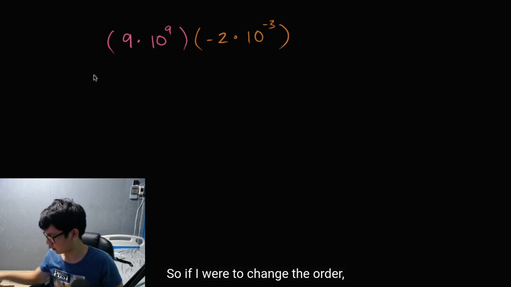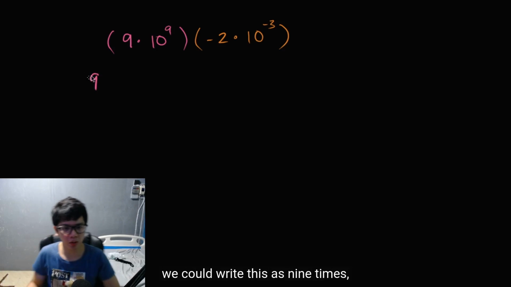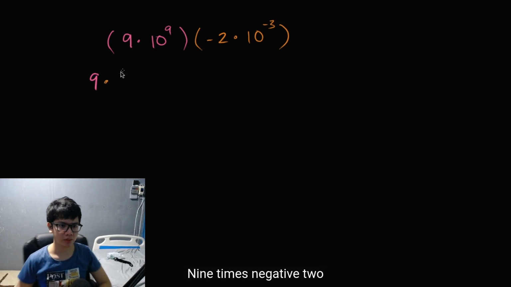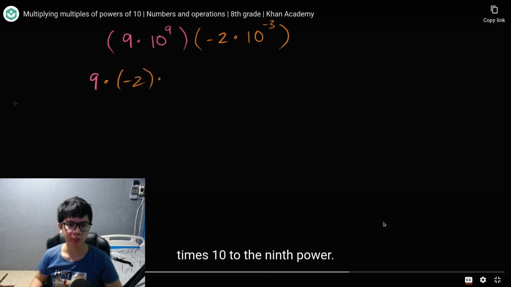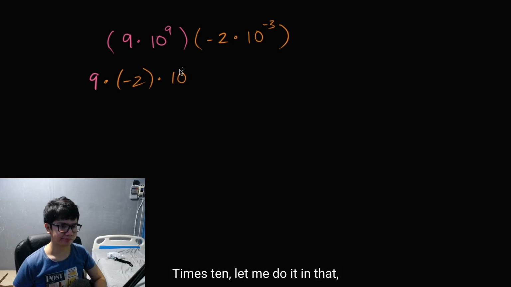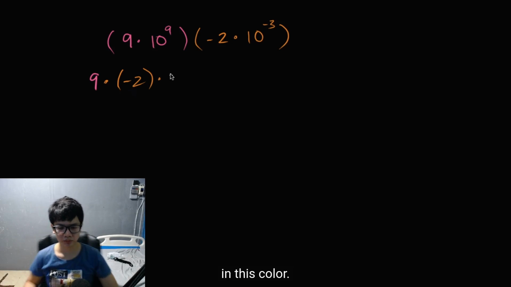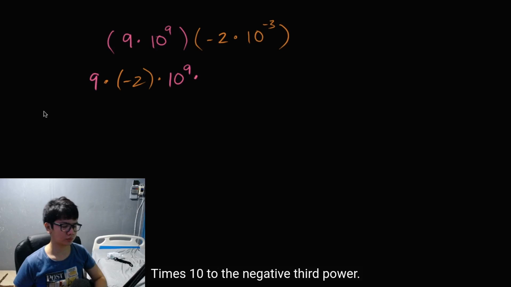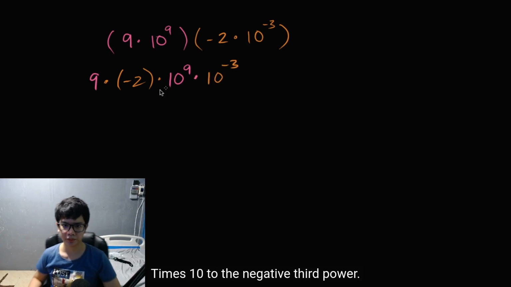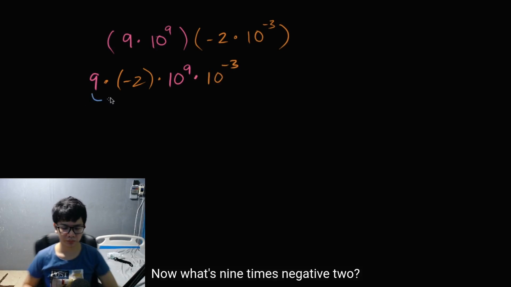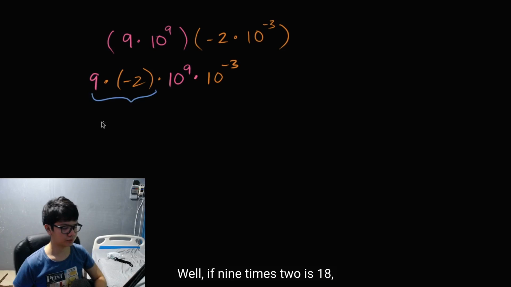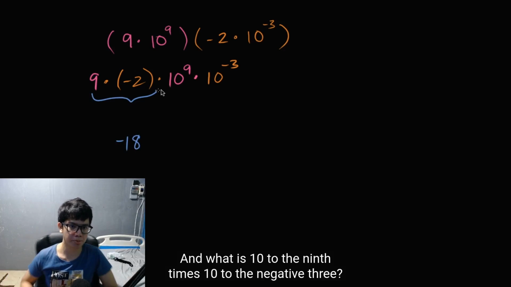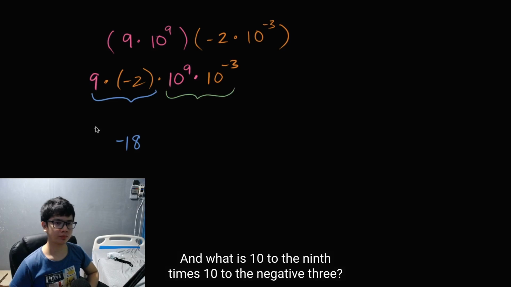So if I were to change the order, we could write this as 9 times negative 2, times 10 to the 9th power, times 10 to the negative 3rd power. Now what's 9 times negative 2? Well, 9 times 2 is 18, 9 times negative 2 is going to be negative 18. So that's negative 18. And what is 10 to the 9th times 10 to the negative 3?